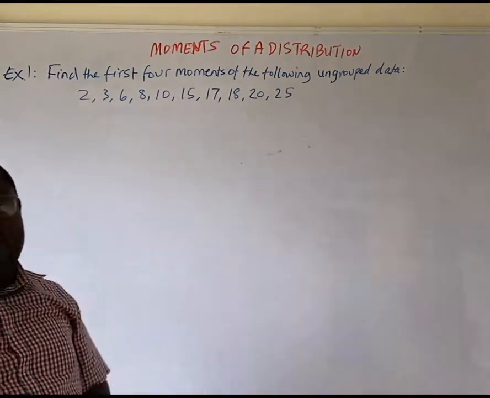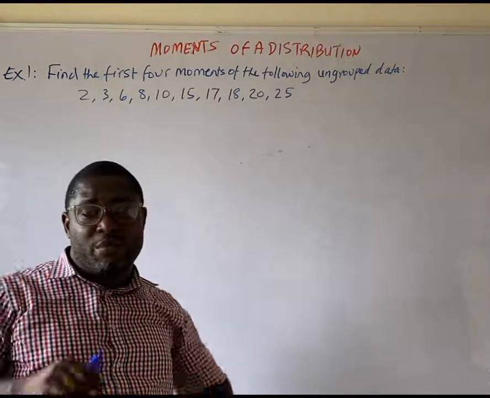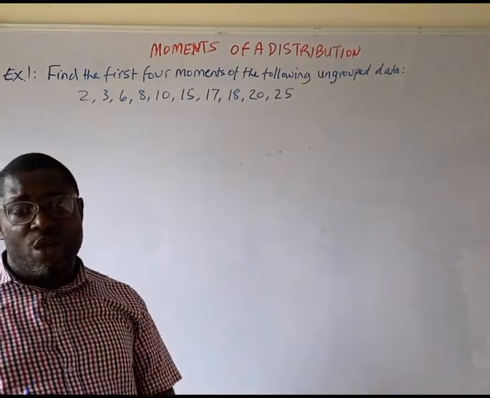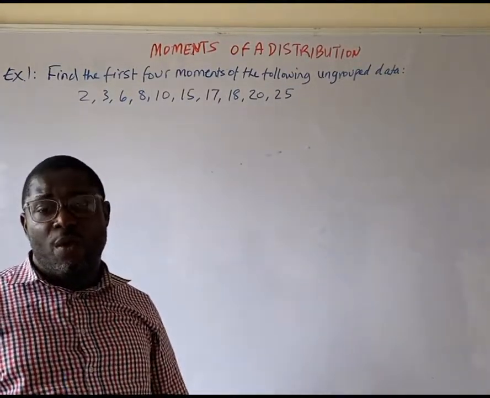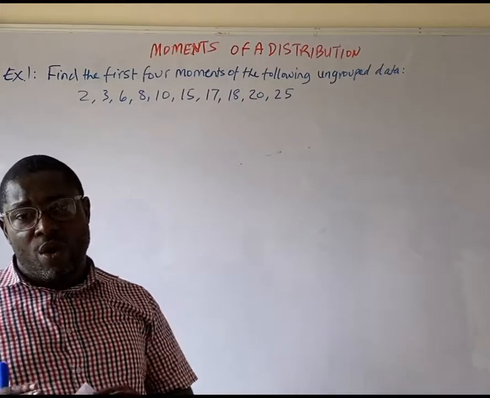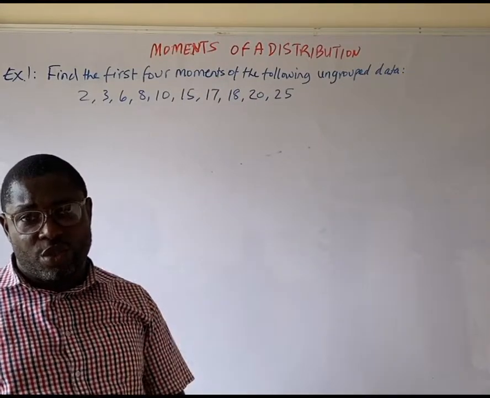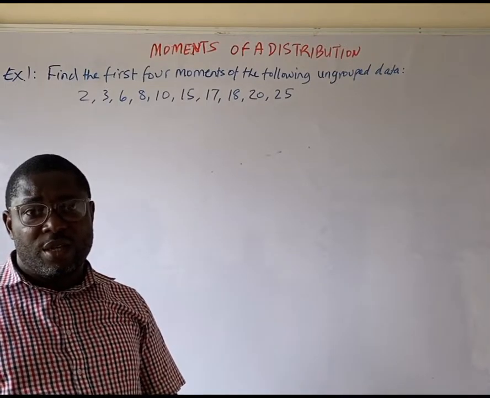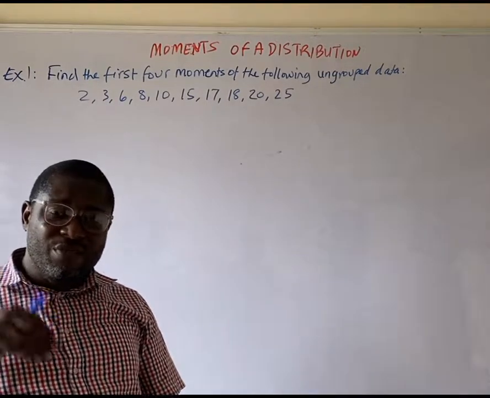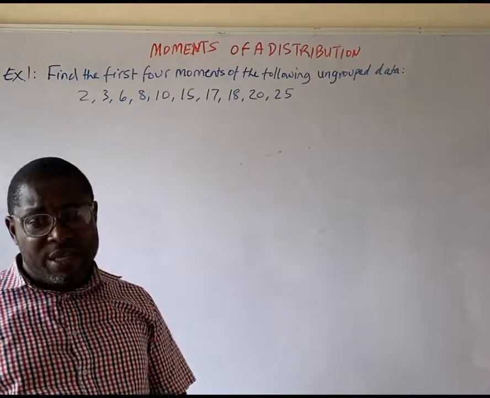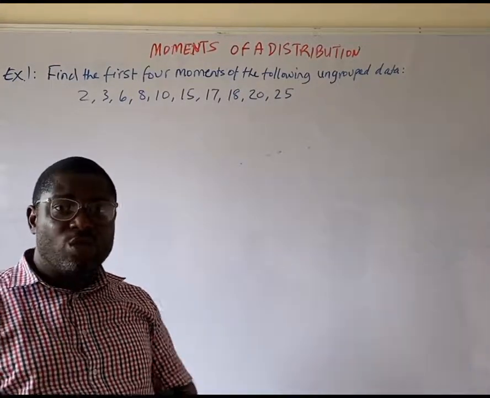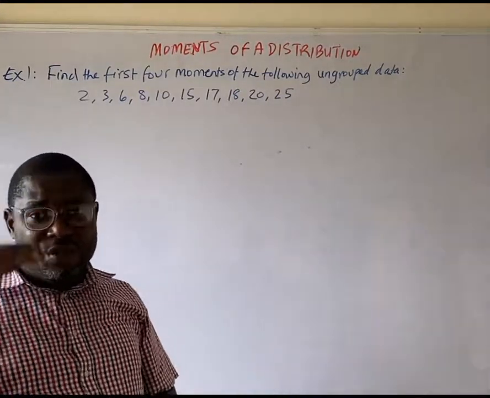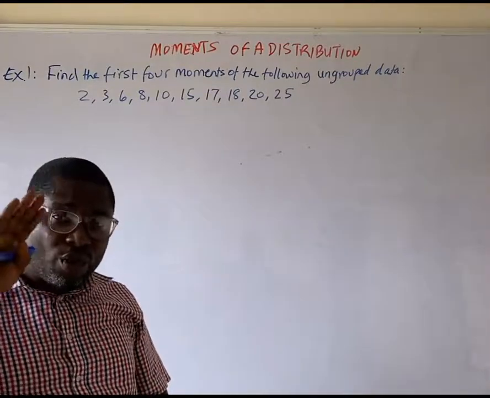To solve this problem, as we said, moments measure the degree of deviation from the mean of a distribution. We must find the mean of the distribution. Then from there, we will find the deviation from the mean. Then we'll go ahead to calculate the degree of deviation to the fourth degree.